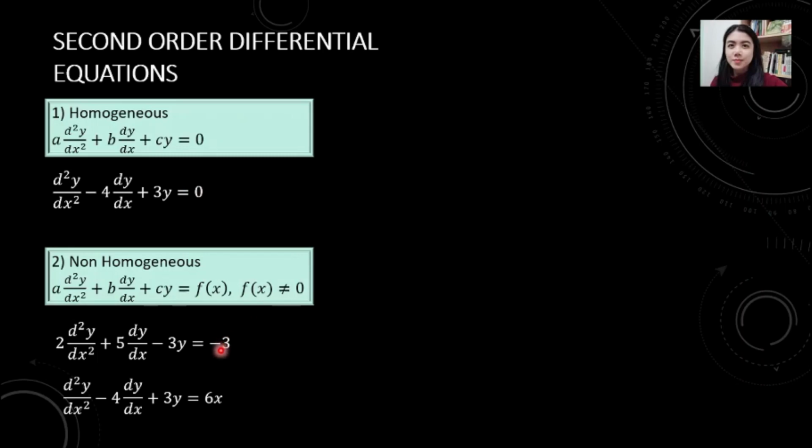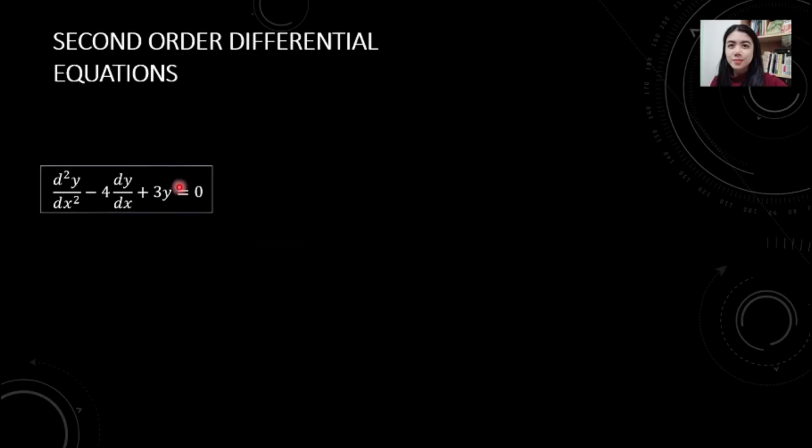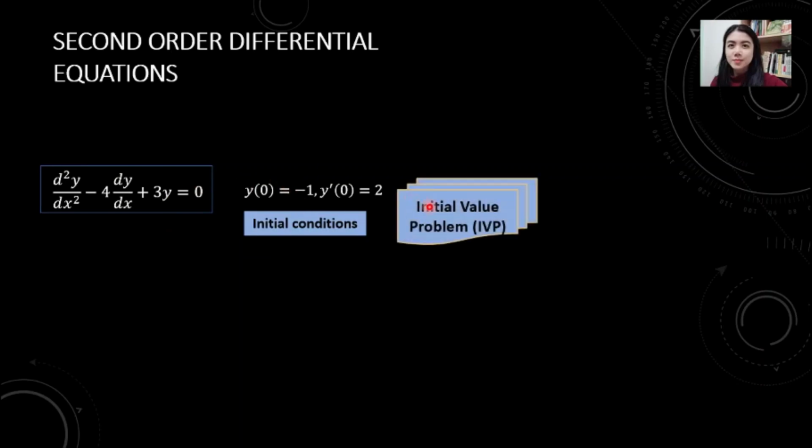So once you know that homogeneous is equal to 0, and non-homogeneous is equal to some function, the next thing you have to know is this. Let's say you have these differential equations, and then you have some extra information, that is this one. This extra information is called initial conditions. So you have the initial conditions y(0) and y'(0). When you have differential equations together with the initial conditions, we call it an initial value problem.